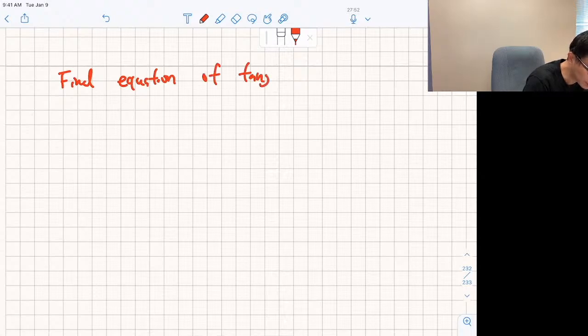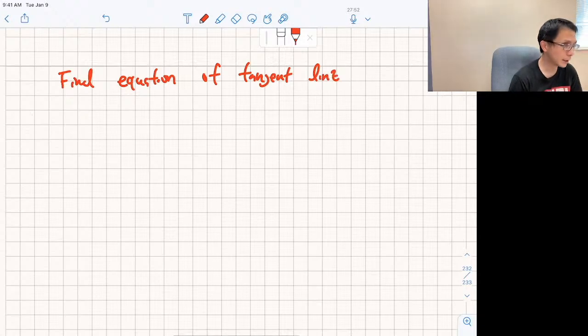This is a big deal. If you know how to find the equation of a tangent line, it's a good 3% to 5% of the test. Out of 100%, this is probably the easiest point. Also, besides the tangent line, there's another type of line.